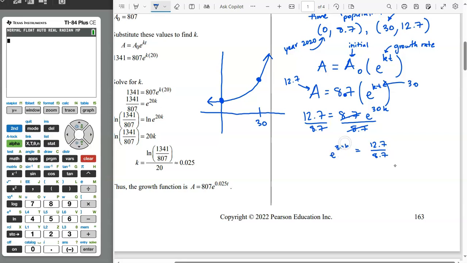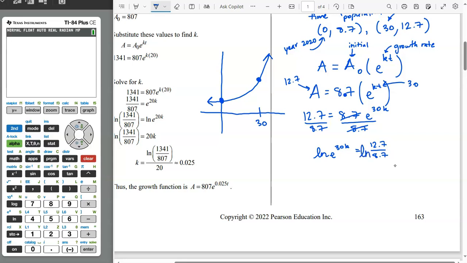Now, whenever we want to solve for something that's in an exponent, we need to use logarithms so that we can leverage that power property. And since this exponential function is already base e, I would like to use log base e, which is ln, natural log.